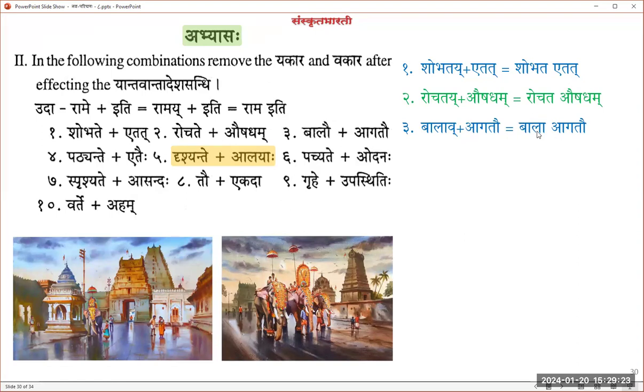Okay. So it changed to bala, no? Bala agatau. No yakara again. Finish. No yakara. We are finished. We finish here. No further sandhi. This is the Valopa version of completion of the Sandhi Prakriya.